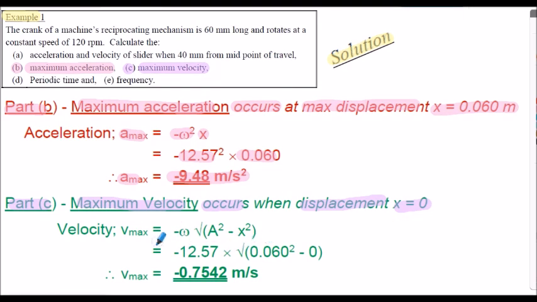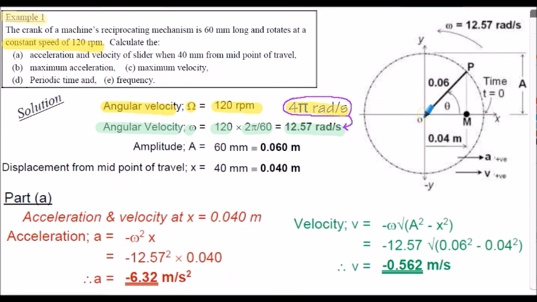We have an equation for velocity. It's the negative omega multiplied by the square root of a squared minus x squared. But this time the x is equal to 0. So inserting the values, we can calculate the maximum velocity in meters per second. Obviously, these values of maximum acceleration and velocity can be positive or negative depending on which side of the equilibrium position point O M occurs.